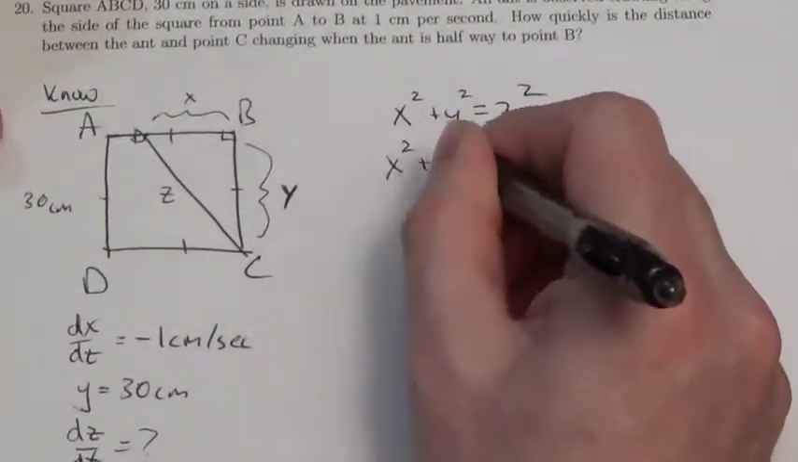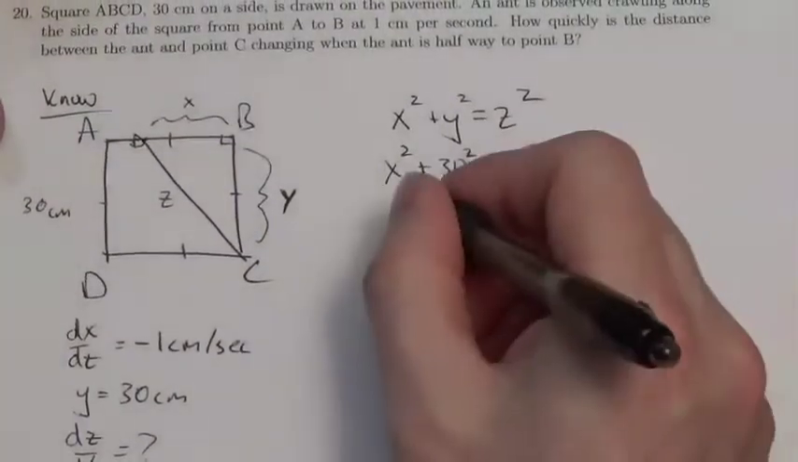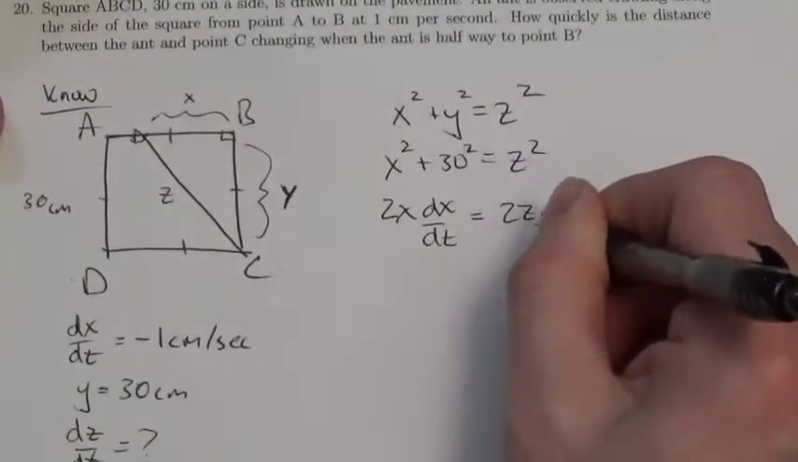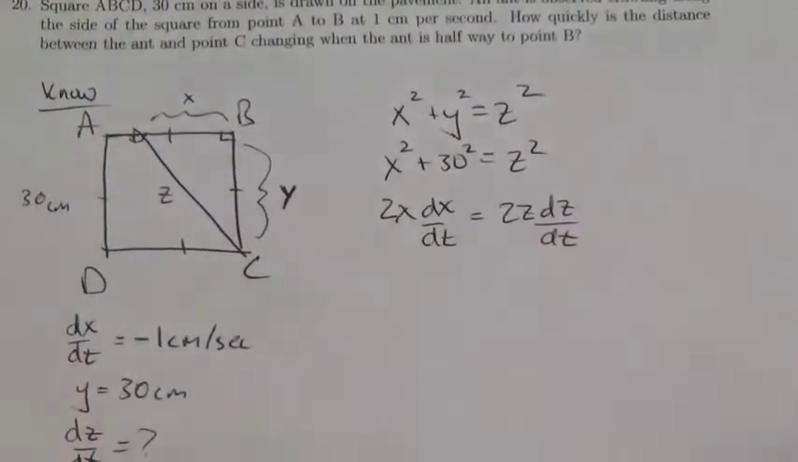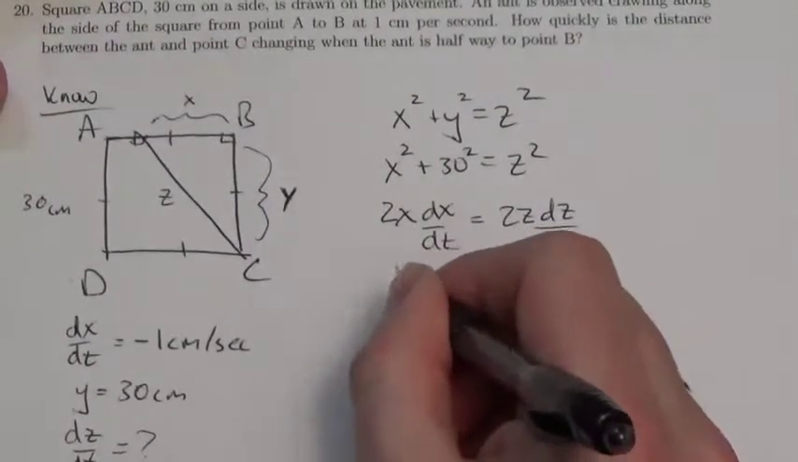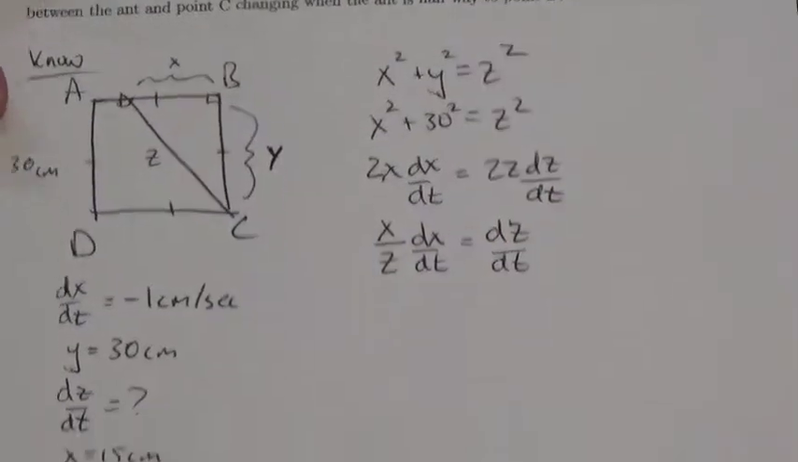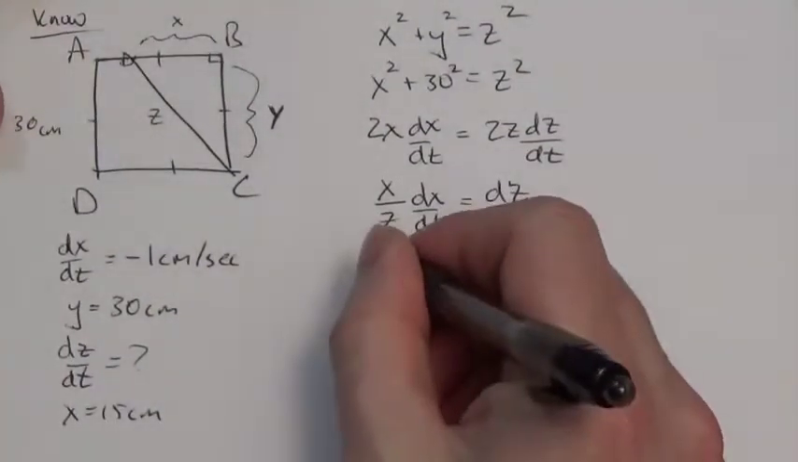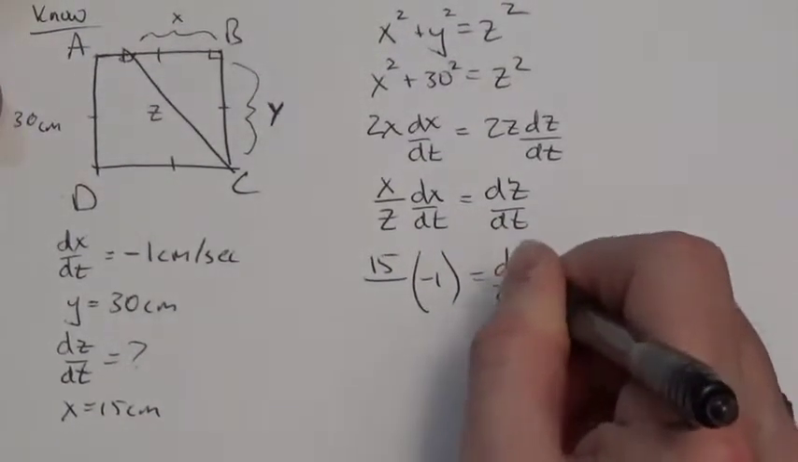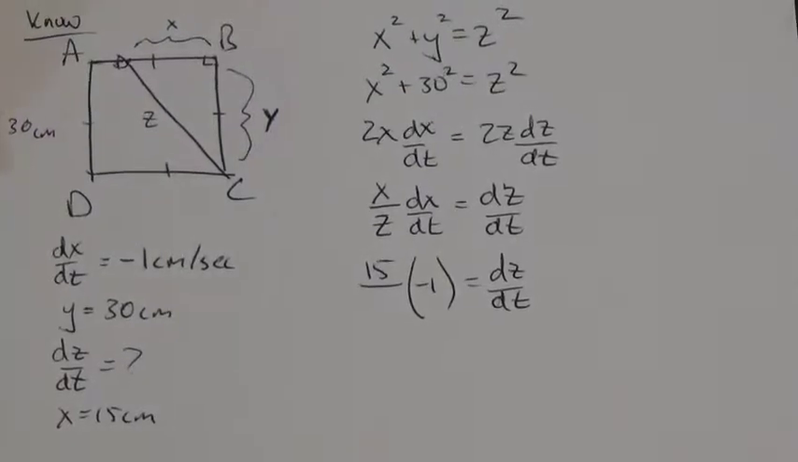Again, because y never changes, I can plug in 30 immediately. And so when I take the derivative, 2x dx by dt is going to equal 2z dz by dt, because the derivative of 30 is 0, it goes away. I am looking for dz by dt, so I will divide by 2z. The 2's will cancel, so x over z times dx by dt is equal to dz by dt. Okay, good. Now, I know that x is 15. I know that dx by dt is going to be negative 1. And as with so many other questions like this that we've done, it's that final side that I don't know.